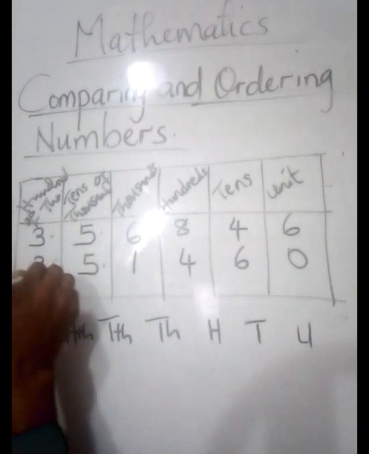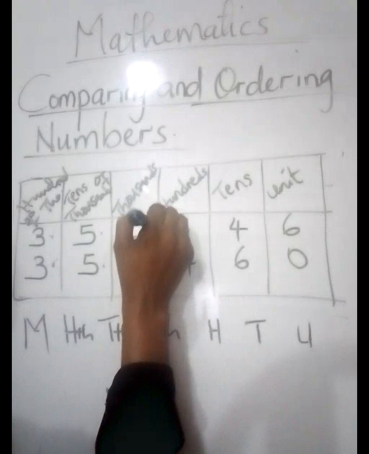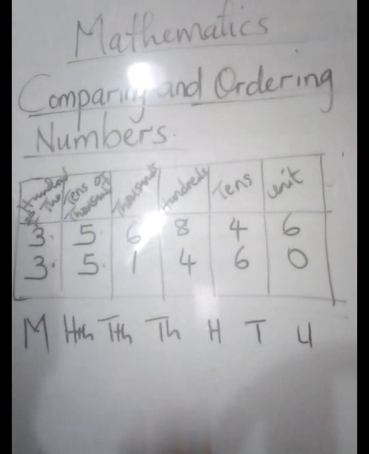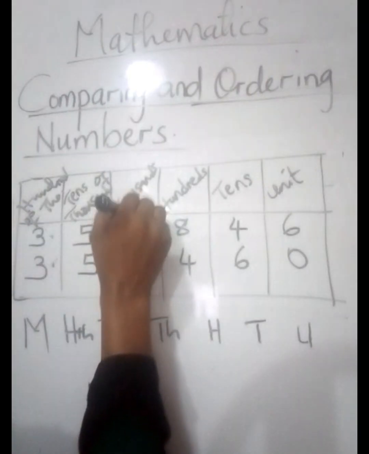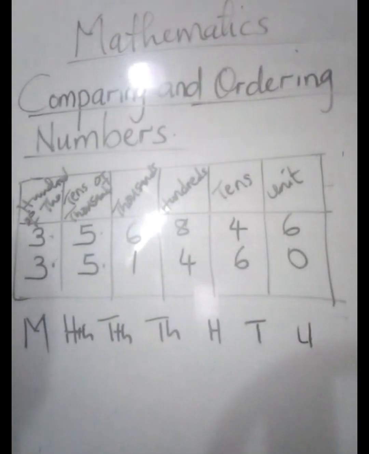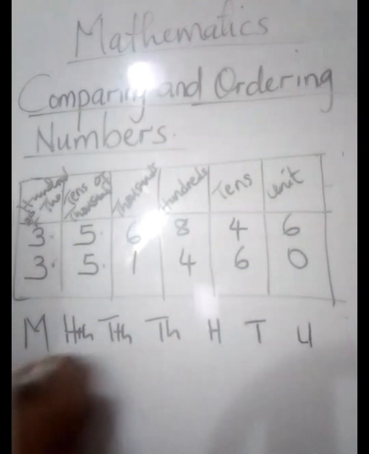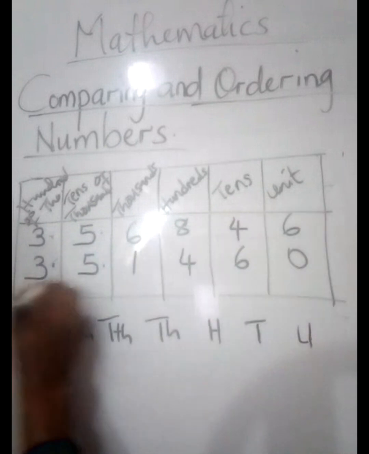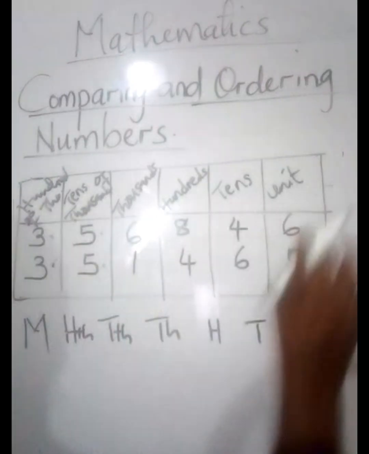Remember, the first 2 digits are the same, so you can't use those to decide. But now we have found a position where one of the numbers has a larger digit than the other, and that position is the position of thousands. In the position of thousands, the first number has a larger digit, which is 6, than the second number, which has the digit 1. So that means that the first number, 356,846, is larger than 351,460.